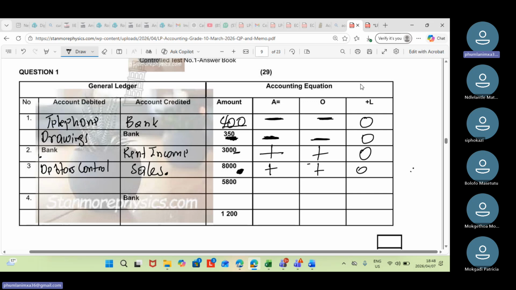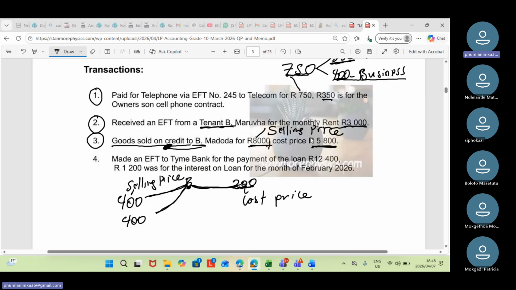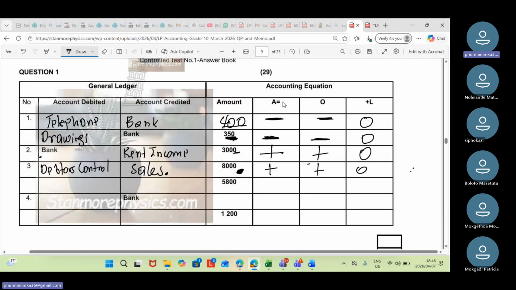Then now you have the selling, the cost price part. The cost price of those goods, it was 5,800. But grade 10, guys, this transaction, the one that we're analyzing now, make sure that you understand it is always there. So the cost price part, the account to be debited, we're going to incur cost of sales. So whenever we are selling, just know that cost of sales will be debited.